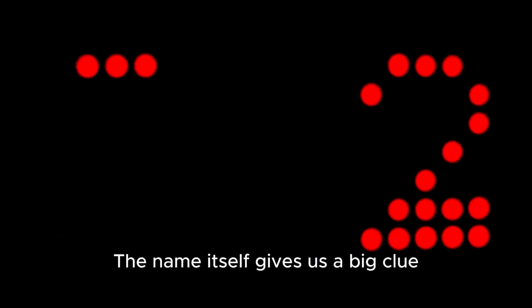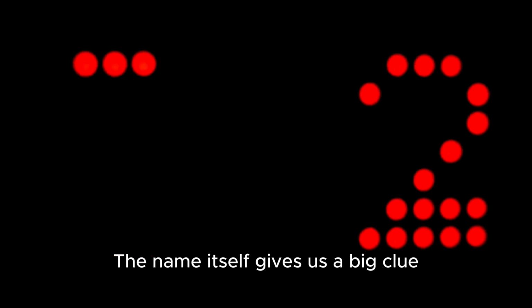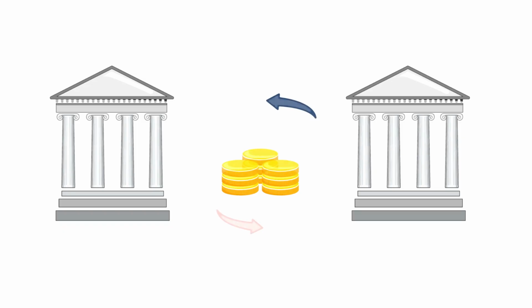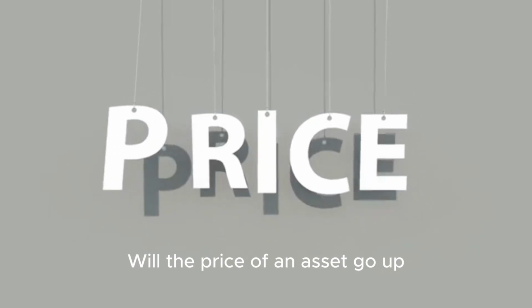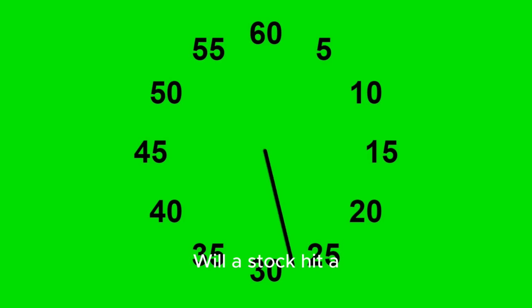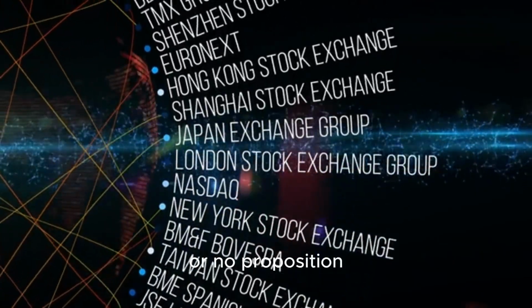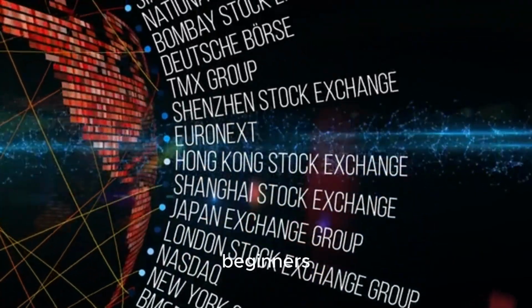First things first, what is binary trading? The name itself gives us a big clue. Binary means having two parts. In the context of trading, this means you're making a prediction on one of two possible outcomes. Will the price of an asset go up, or will it go down? Will a stock hit a certain price point by a specific time, or will it not? It's a simple yes or no proposition, which is why it attracts so many beginners.